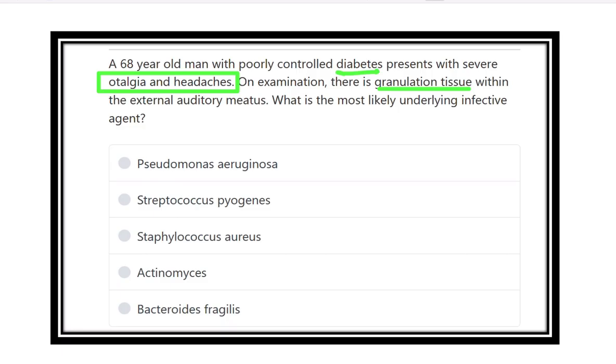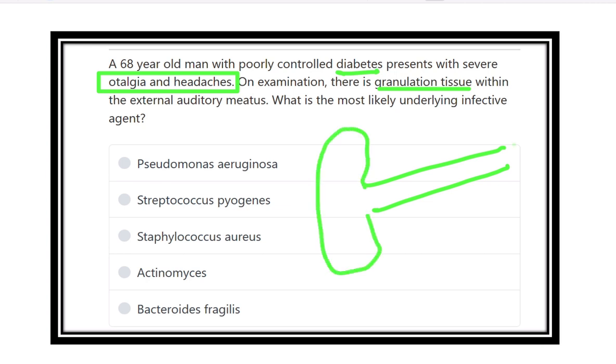That means a 68-year-old man, diabetic, presents with otalgia and headache. On otoscopic examination, granulation tissue was found in the external acoustic meatus. We know this is the external acoustic meatus, this is the pinna, then the middle ear and inner ear. So in this area there is the granulation tissue.